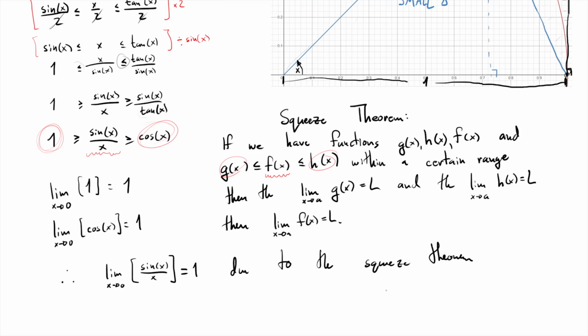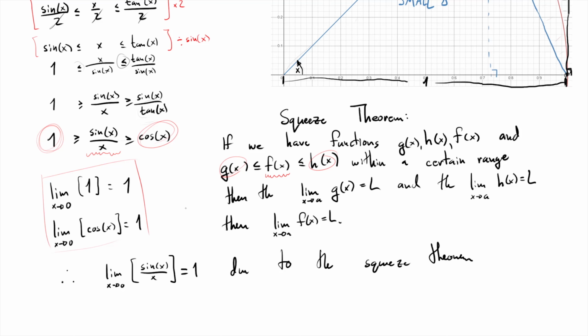The squeeze theorem here helped us determine that if we sandwich sine x over x in between the function y equals 1 and y equals cosine x, we found those limits, and therefore we were able to find the limit of the sine function. And again, this works for this specific function, but it also works for other functions so long as this inequality holds true and so long as the limits here are the same, and in this case they are.